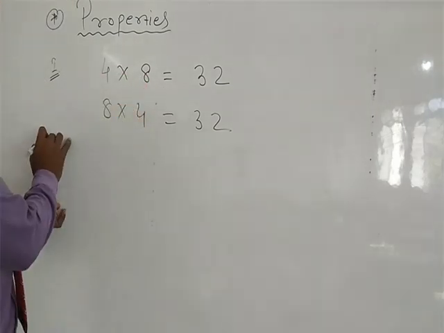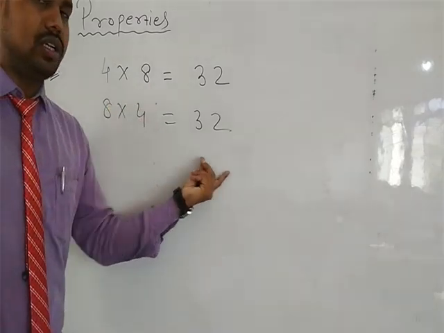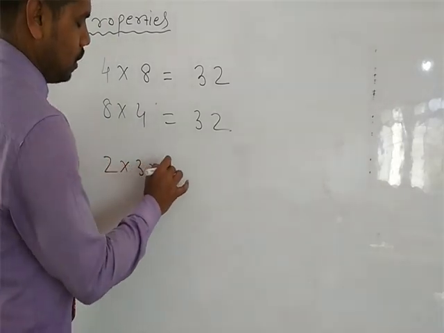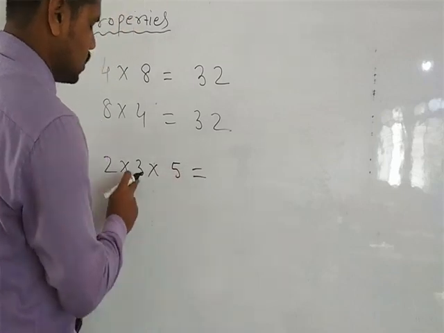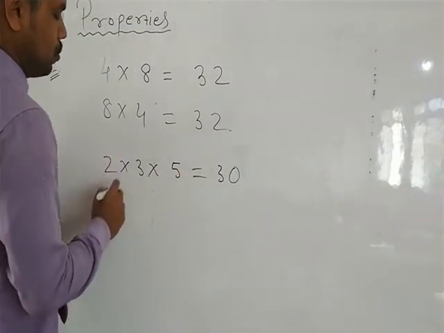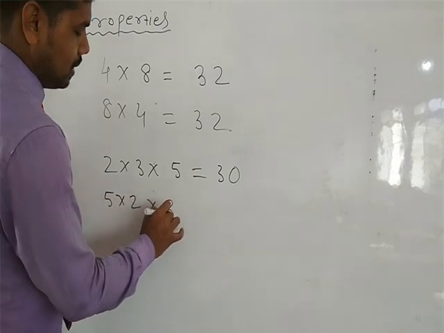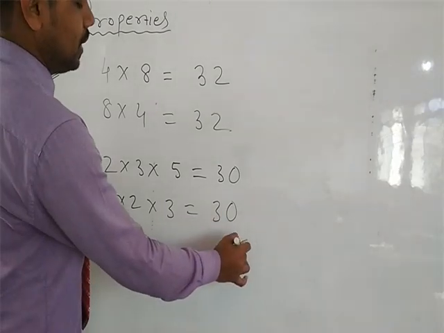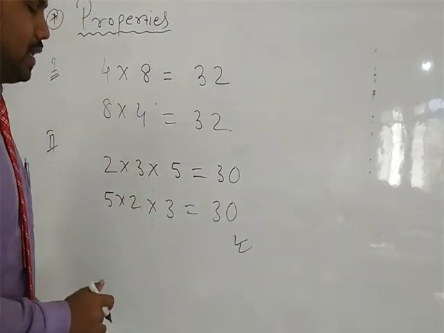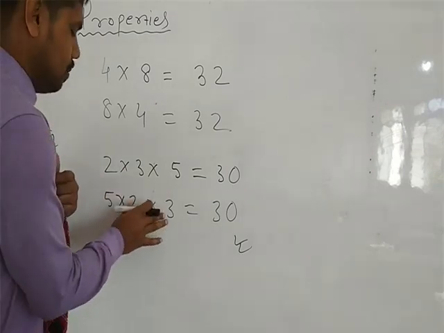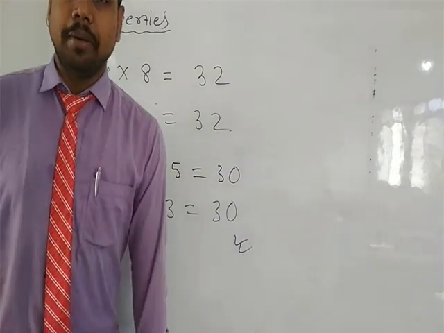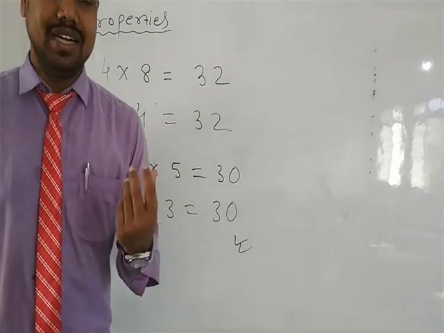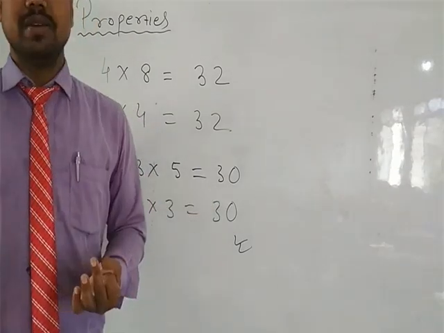And the second property says this is the same for larger numbers also, I mean more numbers also. For example, 2 multiply 3 multiply 5. So how much? 6, 6 fives are 30, right? So if you are writing 5 multiply 2 multiply 3, the answer will also come 30. So 5 twos are 10, 10 threes are 30, right? It doesn't matter in which order you write the numbers, if all the numbers are the same, then the result will also come the same. So these are the first two properties of multiplication. Even after interchanging their places, the result will always come the same.